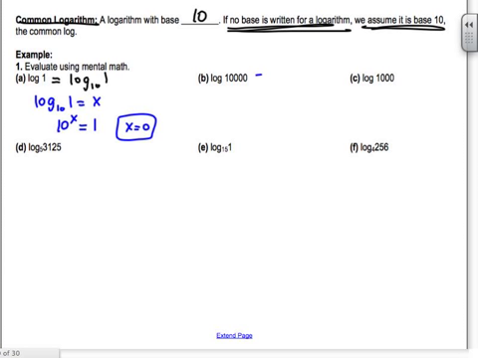So let's do the same thing here. So we're going to say equals x. You can draw in your little 10 if you need to see it. So log base 10 of 10,000 equals x. So we have 10 raised to the x equals 10,000. So what's x? 4. Oh, wait, 4 zeros. Yeah. So what's this one going to be? 3. 3 zeros. Okay, this gets a little bit harder.